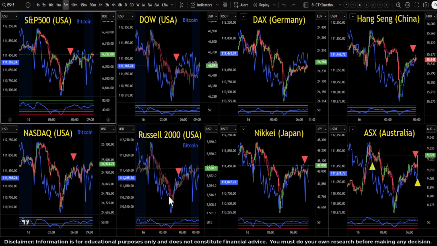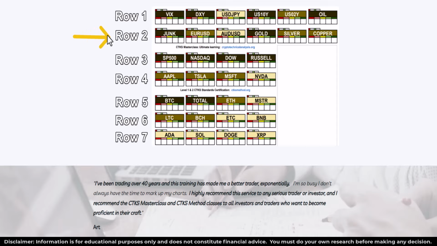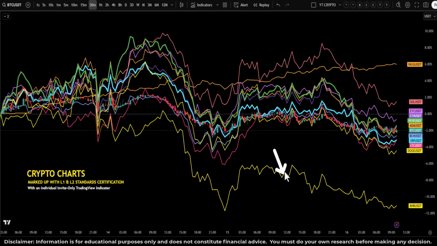But how does it relate to other markets, such as gold and silver? For this, we need to understand the cheat sheet. We need to go through all of the rows. Just before we do that, I wanted to give you a quick look at the current percentage change across the past couple of days of the major market cryptos.